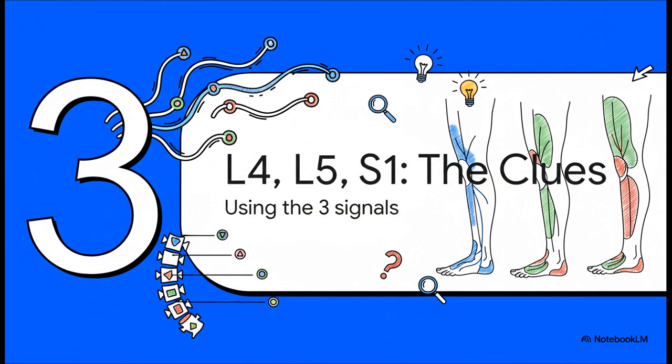Okay, time for section 3. Let's put our 3-signal system to work. We're going to look at the 3 most common nerve roots that cause sciatica, L4, L5, and S1, and see how we can use our new pain, sensation, and function framework to spot their classic patterns.